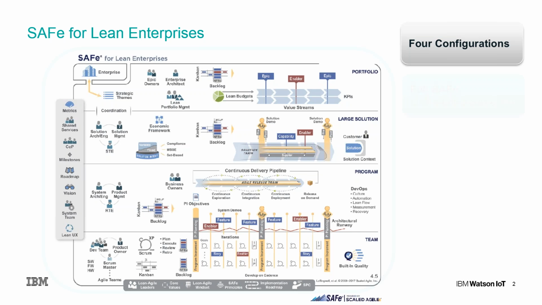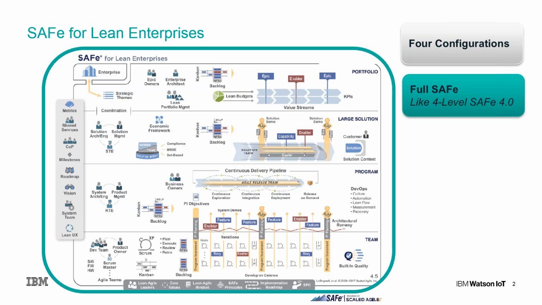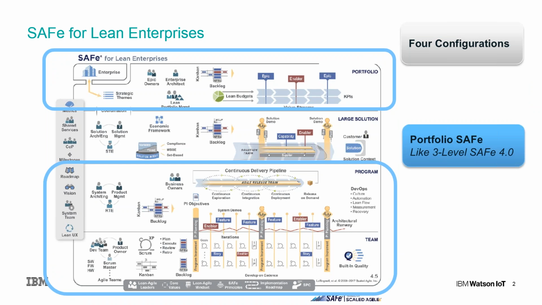So full SAFe is everything in the big picture. It's like 4-level SAFe in version 4. Portfolio SAFe is like 3-level in version 4, so no solution layer. Large solution SAFe, this is new conceptually, and it is for organizations that really don't need the portfolio layer. Maybe they're doing that somewhere outside the framework.